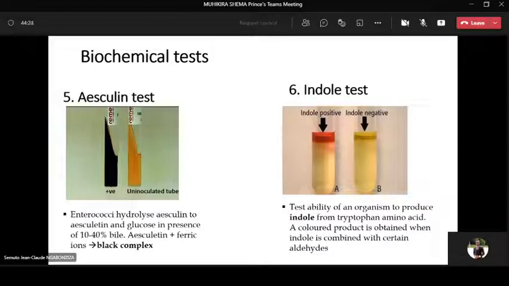So there is also the indole test, and the indole test tests the ability of an organism to produce indole from tryptophan, an amino acid. And this color is observed when the indole is positive, as indole can react with an aldehyde to produce this specific color inside your tube. When you add a reagent called Kovac's, it turns your ring a nice red color, while the negative will not show the red color as no indole is inside there.